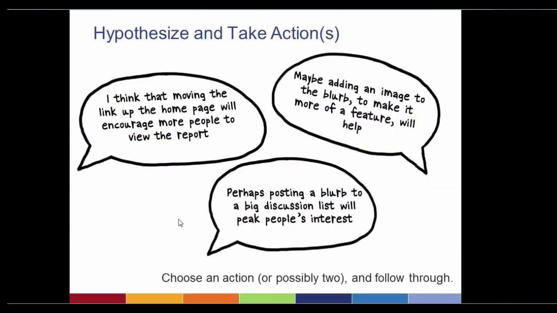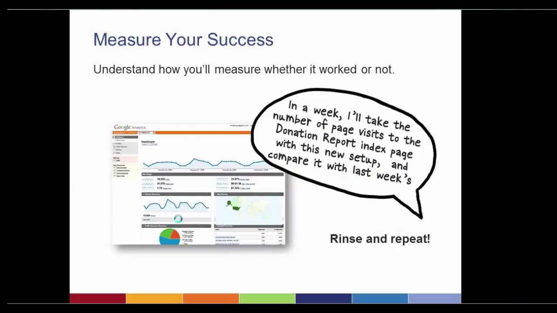And I can use all of that information to hypothesize something. So, all right, I think that if I move it up the home page or I add an image to make it more of a feature, that'll help. Maybe posting a blurb to a big discussion list will be useful. So you choose something, you follow through, and then you measure it to know whether or not it worked.